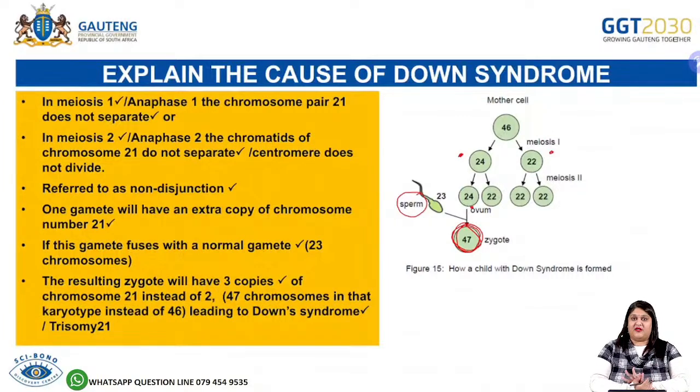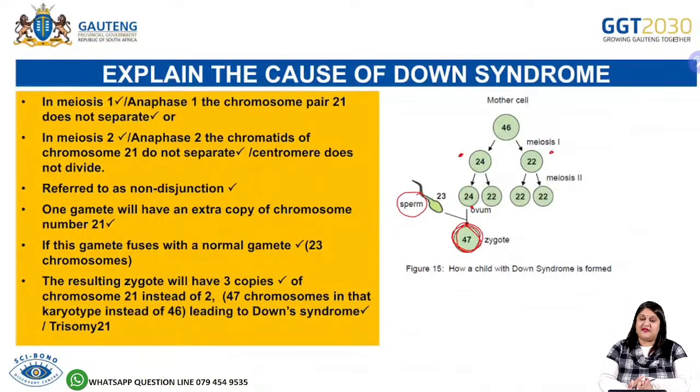However, there's two things that we want you to first understand about non-disjunction that results in Down syndrome. Firstly, it can either take place in anaphase 1 or in anaphase 2. Secondly, it's not always the ovum that is going to result in an extra chromosome. It can also be a sperm cell. In the majority of instances, it's the ovum that gets the extra chromosome, and in the majority of instances the non-disjunction is occurring in anaphase 1. However, it can happen in both.